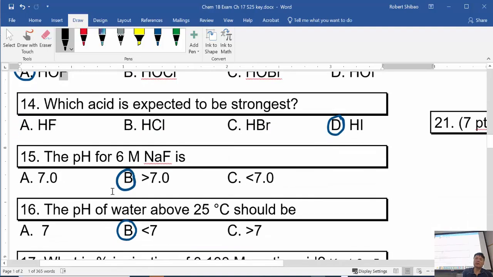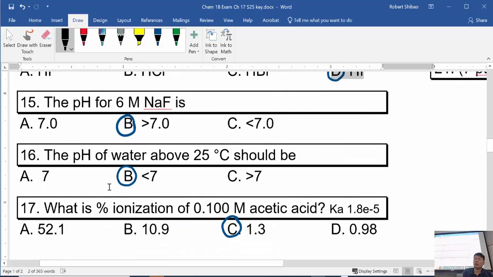But would you use electronegativity to argue number 14? Fluorine's the most electronegative. No, you wouldn't use electronegativity. What would you use to argue for number 14? Size and bond energy. Yeah, this is for sure the weakest bond here, HI. Sodium fluoride, fluoride's a base, and so the pH has got to be basic, greater than 7.